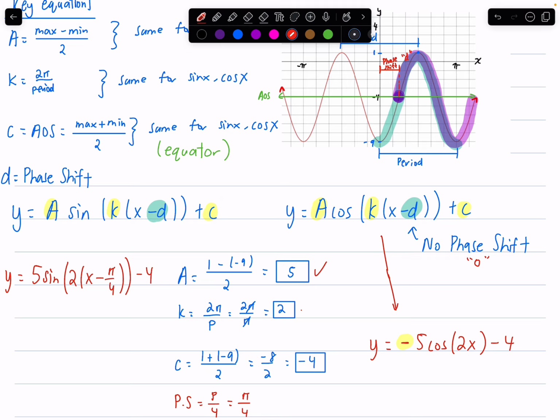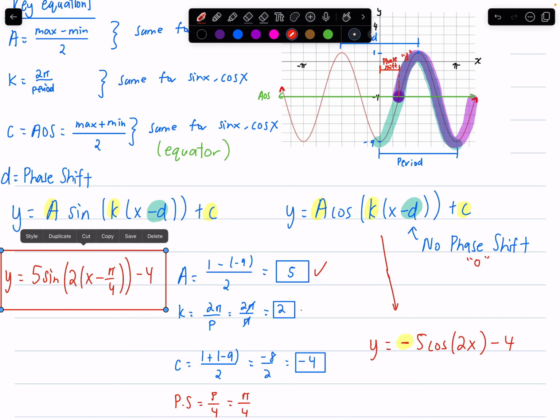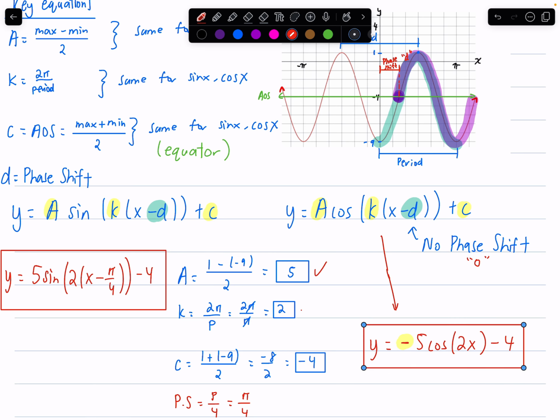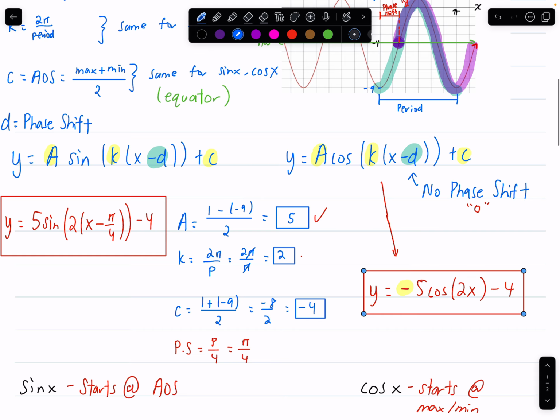So notice we were able to get a sine function from this graph. And we were also able to get a cos function from this graph. Just by looking visually. The only difference is that the cos function was a negative cos function, but the sine function was a positive sine function with a phase shift, right? So notice how this indicates a phase shift of pi over 4 to the right.